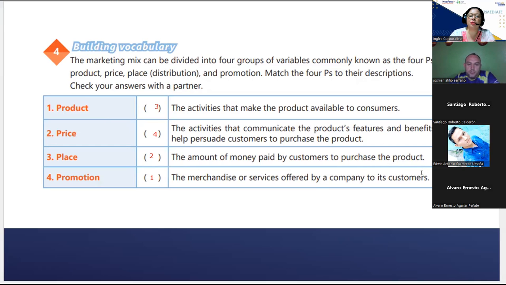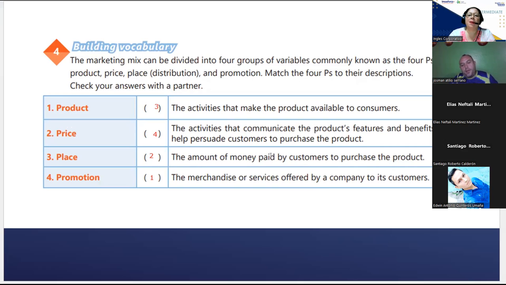To its customers. Okay. So now, number two, please, Hosman. Price. The amount of money paid by customers to purchase the product. Very good. Let's refine the pronunciation. To purchase. Yes. So let's read it together again. Price is the amount of money paid by customers to purchase the product. Very good.